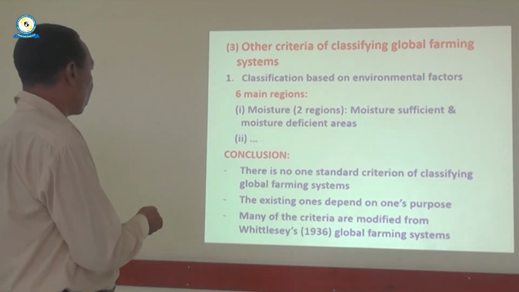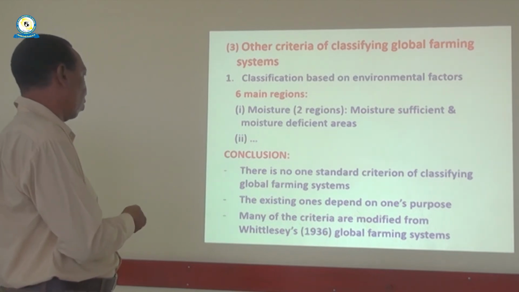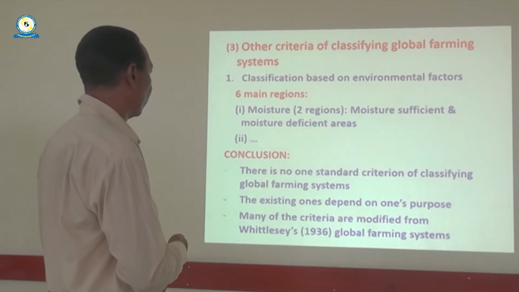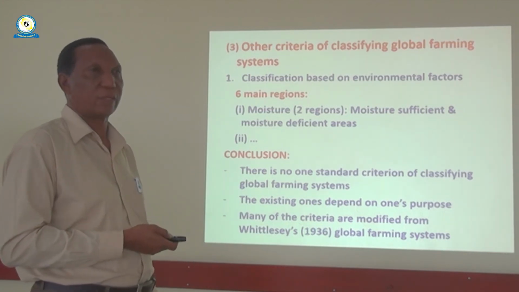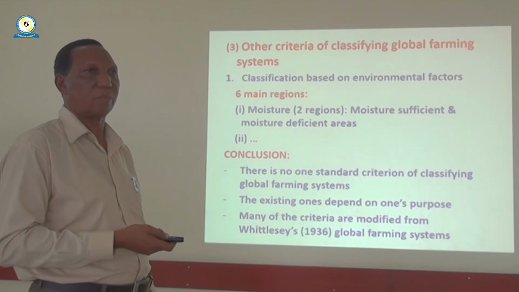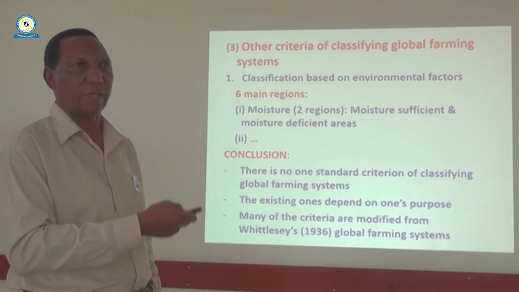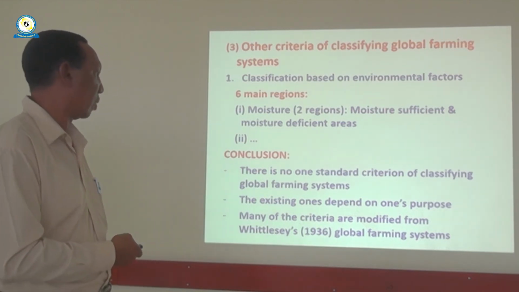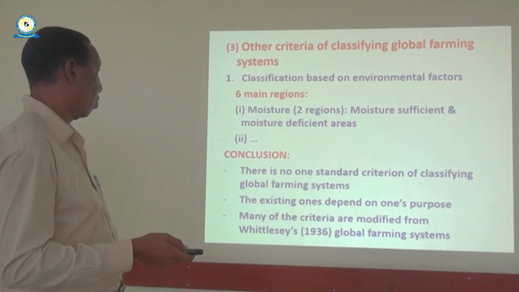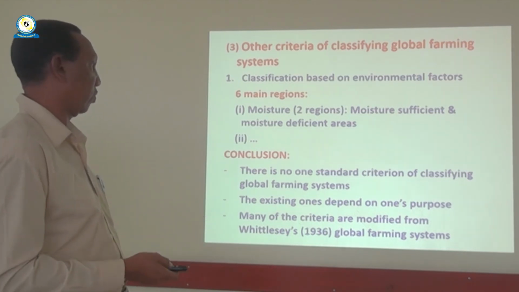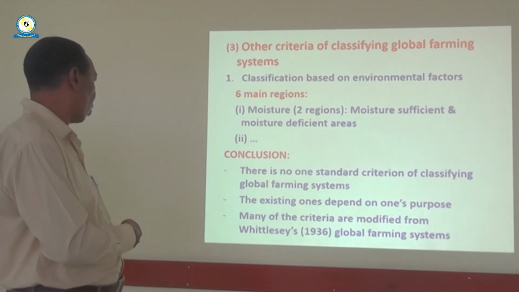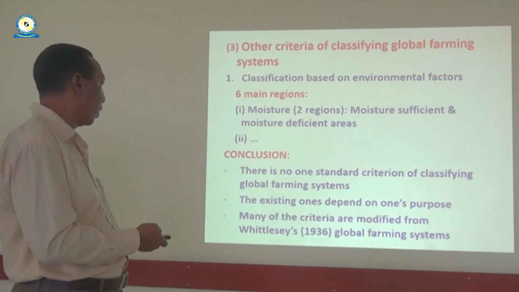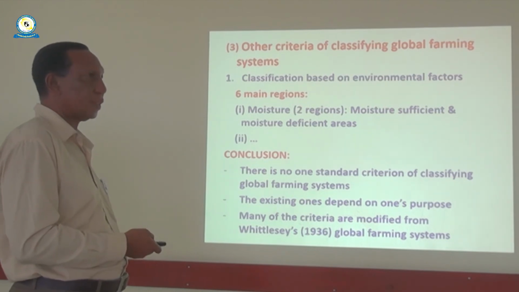Now, there is no one standard criteria of classifying global farming systems. As you have seen, there are different criteria used, and each criteria comes with something different from the other. So we can conclude that there is no one standard or conventional way of classifying global farming systems. But also, the existing ones depend on one's purpose.